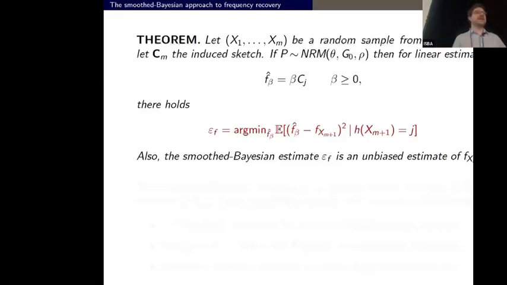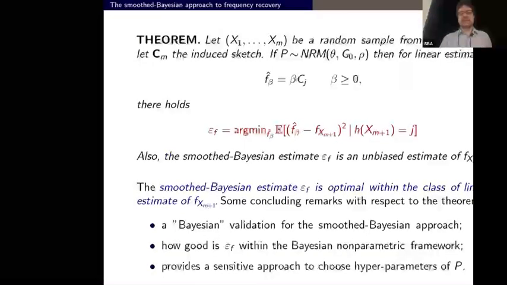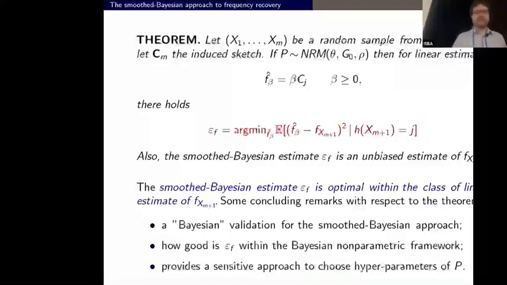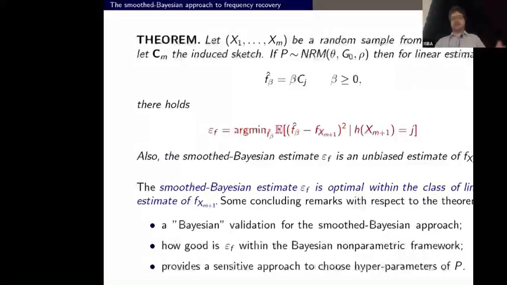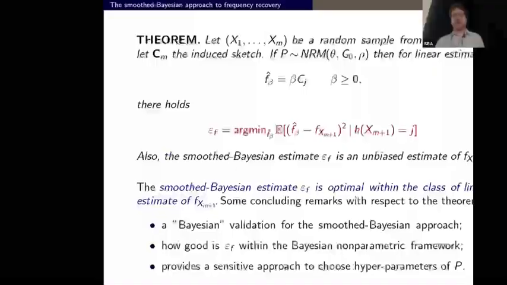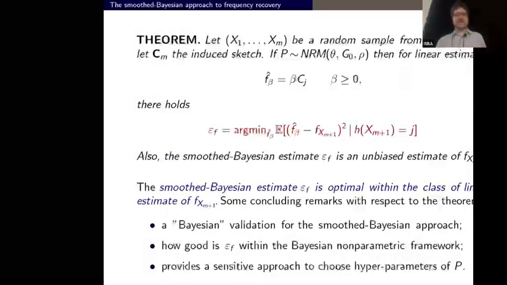Okay, so this should say that this smoothing is not very weird. I mean, so I'm doing something that has a meaning. So it's the best that I can do in a Bayesian sense if I restrict to linear estimates. And okay, so these are some comments. I call it Bayesian validation because somehow I'm taking an estimator and I'm staying in a Bayesian framework and I'm providing some result.